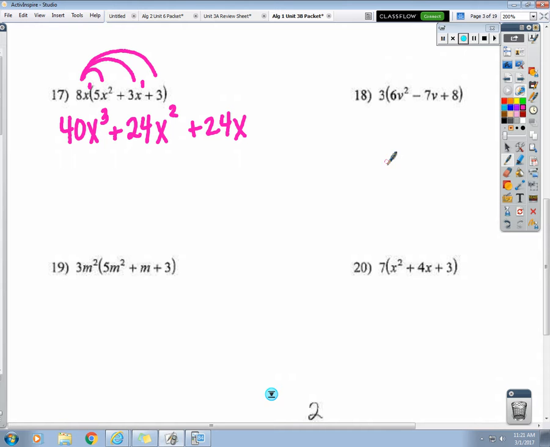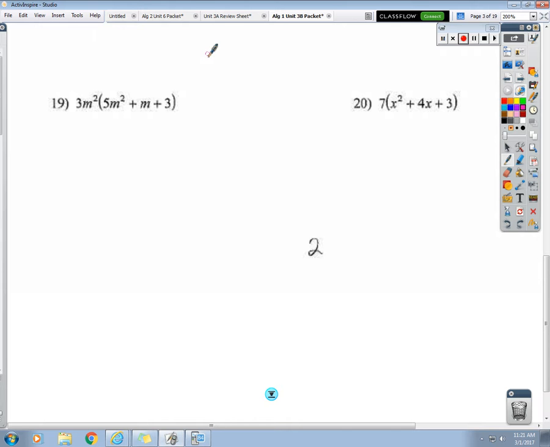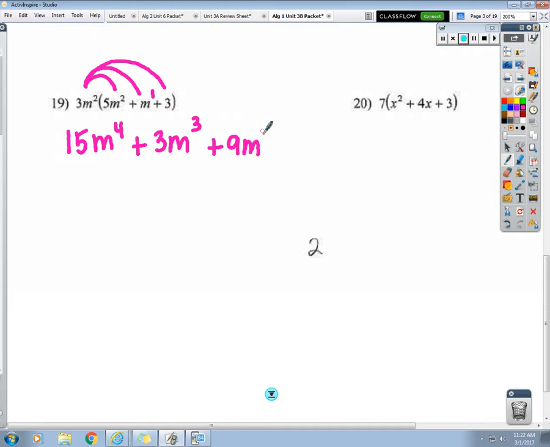Okay, number 19. If you feel really confident, let some other people answer, okay? 3m squared times 5m squared is? 15m to the 4th. 3m squared times m is? 3m to the 3. Right. Because this one has a 1, and so the 2 plus 1 makes a 3. And then 3m squared times 3 is? 9m squared. Okay, I'm going to give you a few minutes to do the right side.